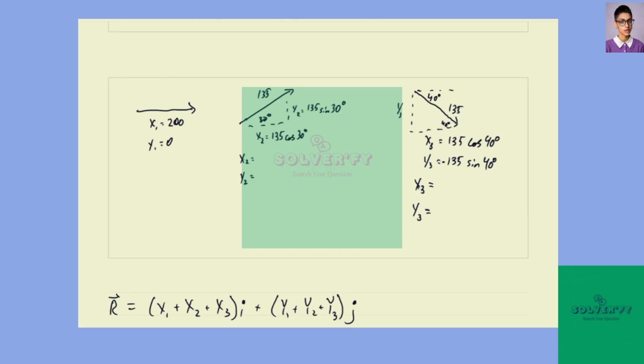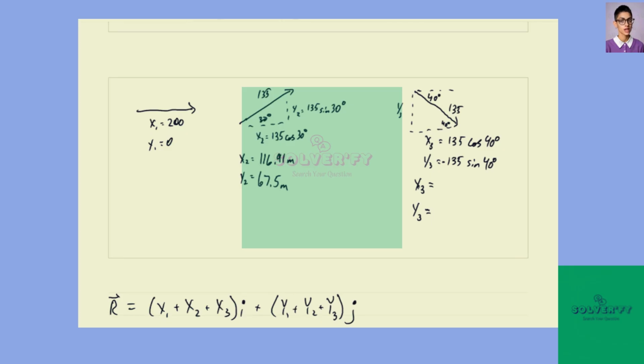For the second vector, we can see that its x component will be 135 times the cosine of 30, and its y component will be 135 times the sine of 30. When you plug that into your calculator, you get that the x component is 116.91 meters, and the y component is 67.5 meters.